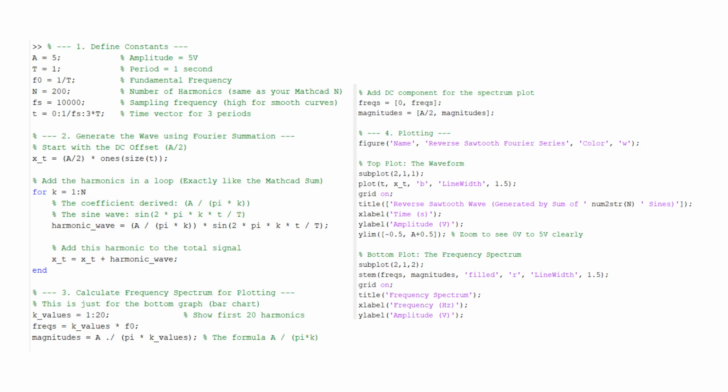You may pause the video here to examine how the equations translate directly into MATLAB code.